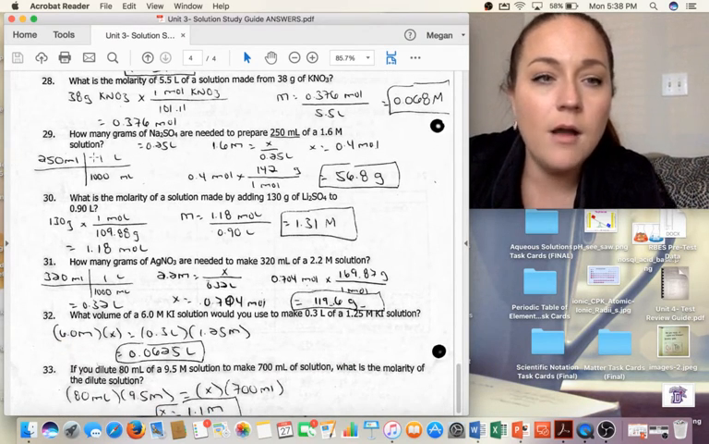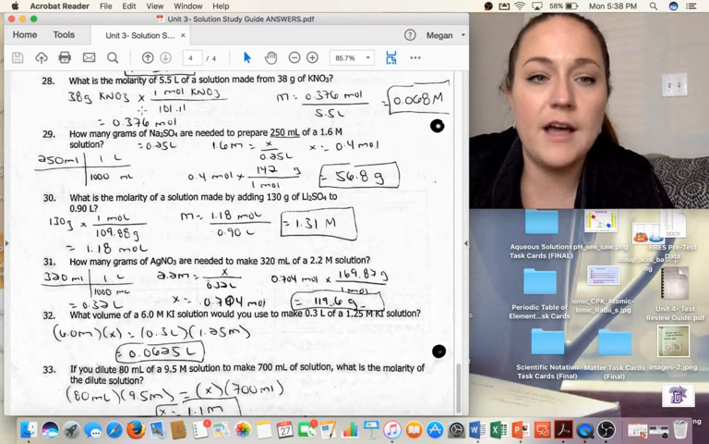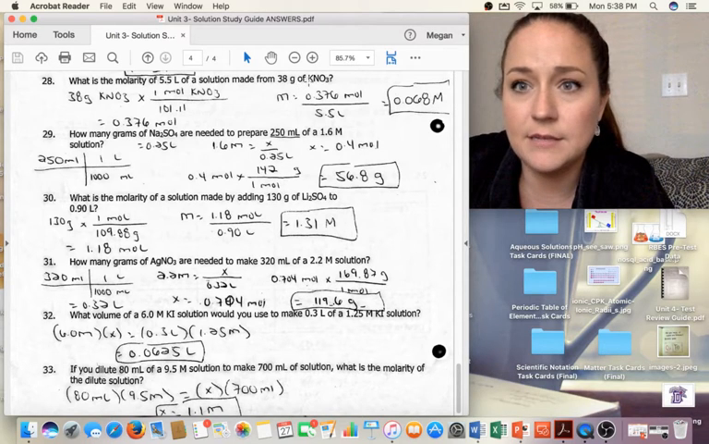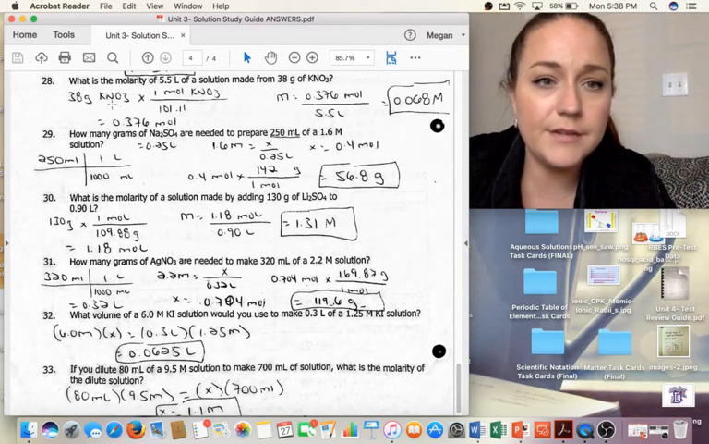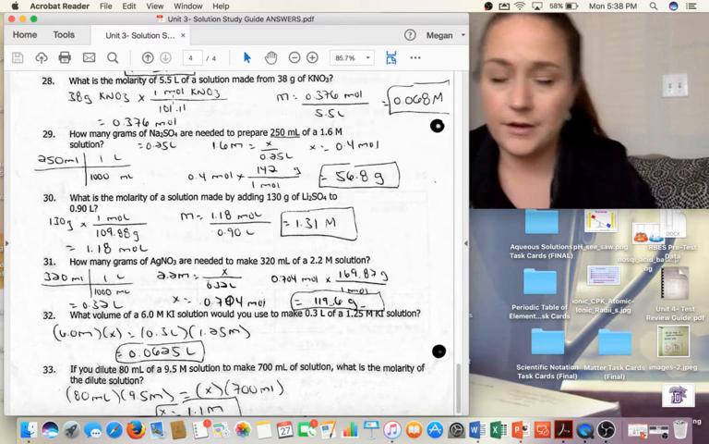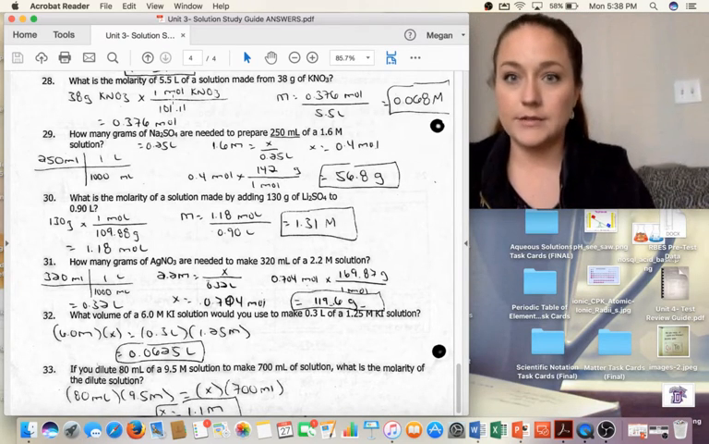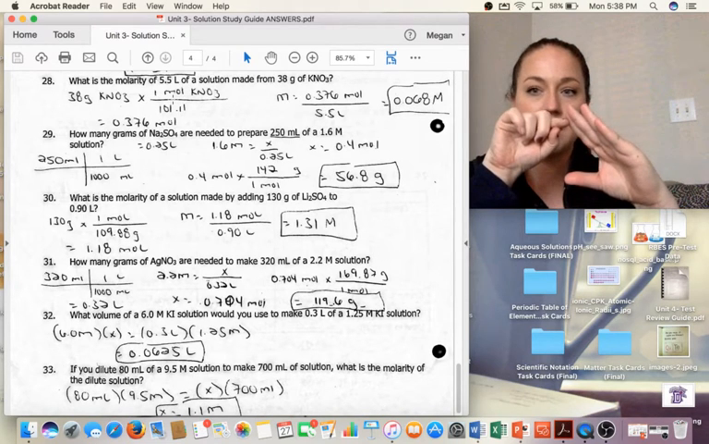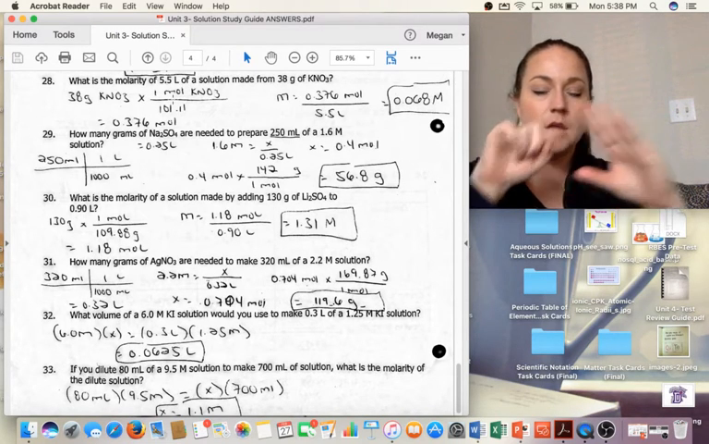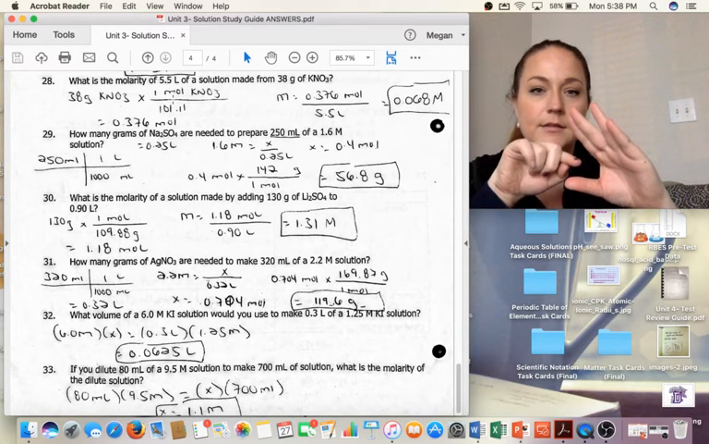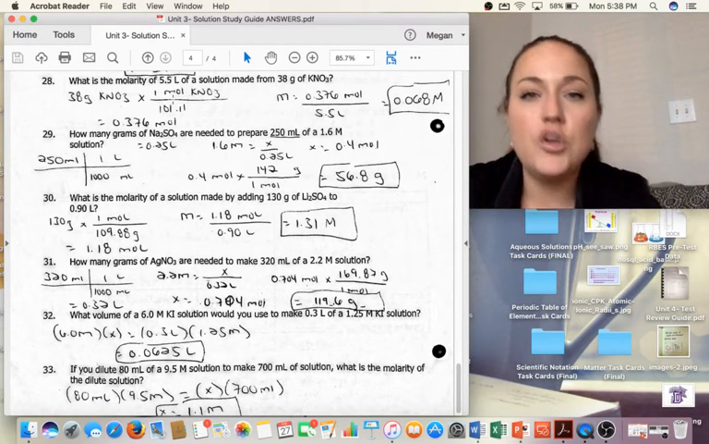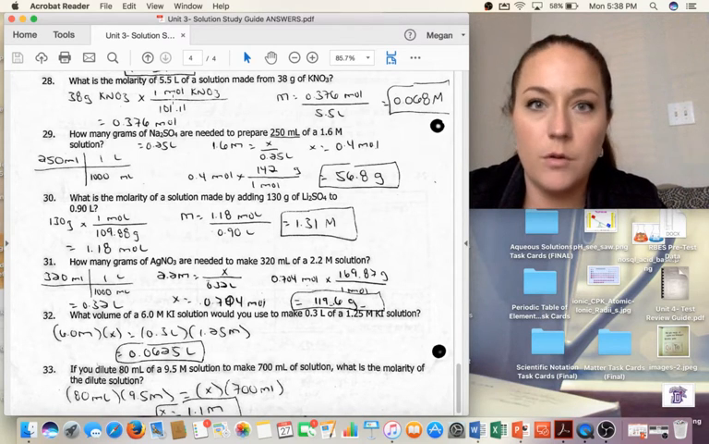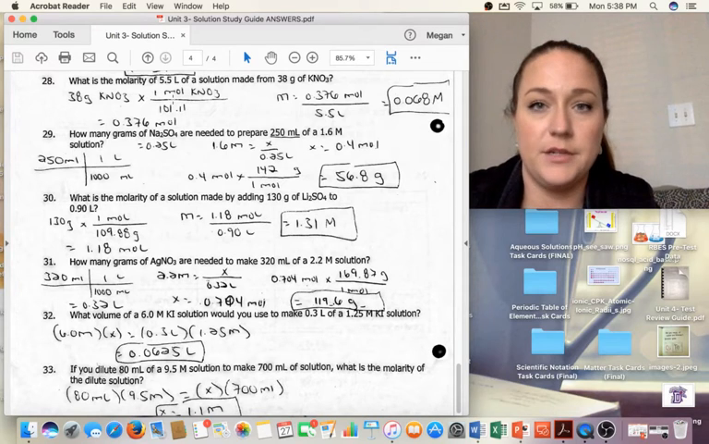28. What is the molarity of 5.5 liters of solution made from 38 grams of potassium nitrate? All right, so first off, this is your pyramid. Up top of your pyramid, moles, bottom, molarity, to the side, liters. You have to have them in moles, molarity, or liters in order to be able to solve anything in your pyramid.